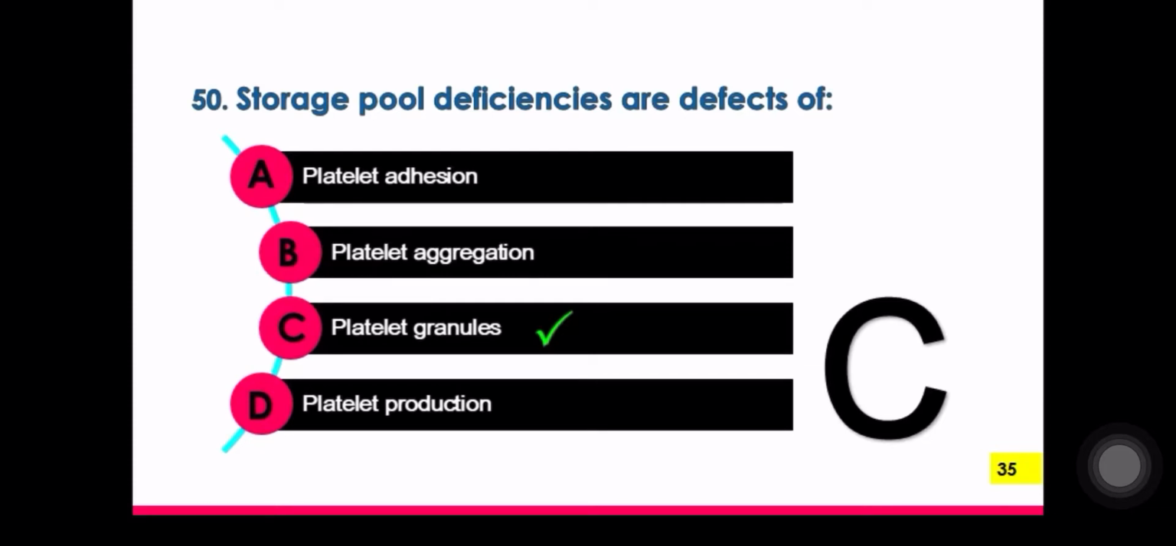Now, storage pool deficiencies are defects of platelet granules. Most commonly, a decrease in platelet-dense granules is present, with decreased release of ADP, calcium, and serotonin from platelet-dense granules.